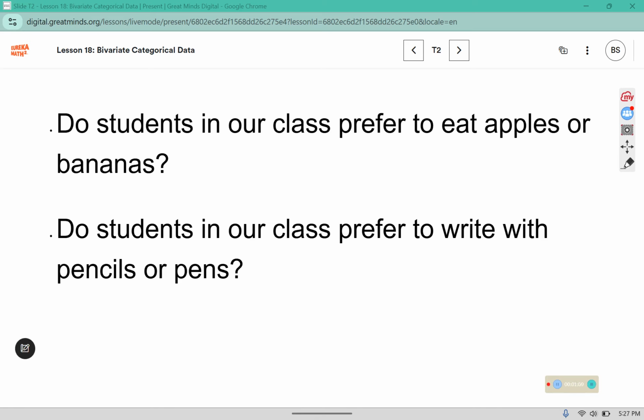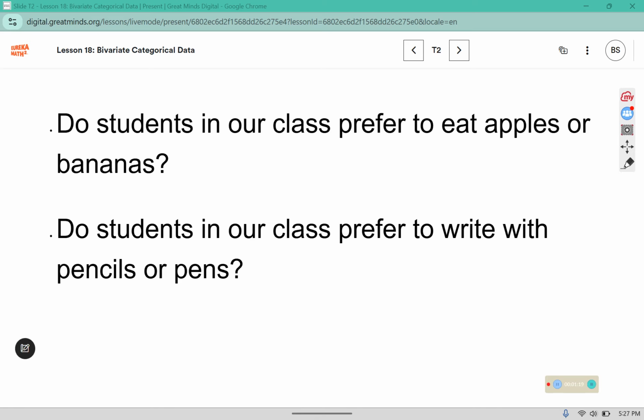The first step is to come up with a question that we would want to answer. So we have a couple of sample questions here. Do students in our class prefer to eat apples or bananas? Do students in our class prefer to write with pencils or pens?